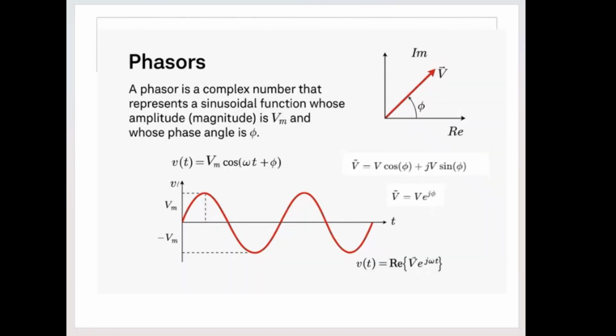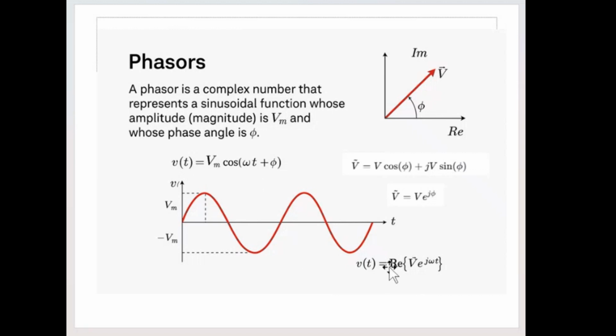Okay, so now let's talk a little bit about the concept of phasor. What you can see here is we have this time domain function v(t) equals V_m, which is the magnitude, cosine of omega t plus phi, where omega t obviously is the time dependent component and phi is just a constant phase angle, and it's not a function of time. And we want to convert this time domain function to a phasor.